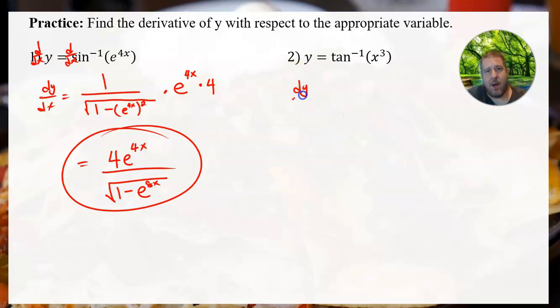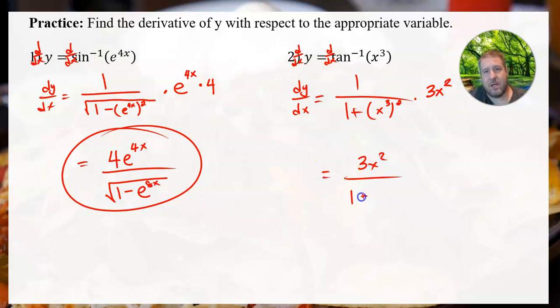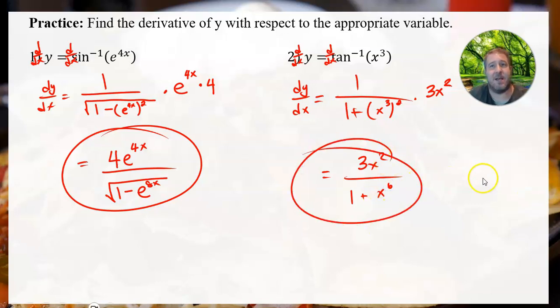All right, so dy/dx, we're taking the derivative of both sides. It's going to be equal to 1 over 1 plus the argument squared times the derivative of that argument. And we can then just clean it up to x to the 6th power. And that's about as clean as it's going to get.